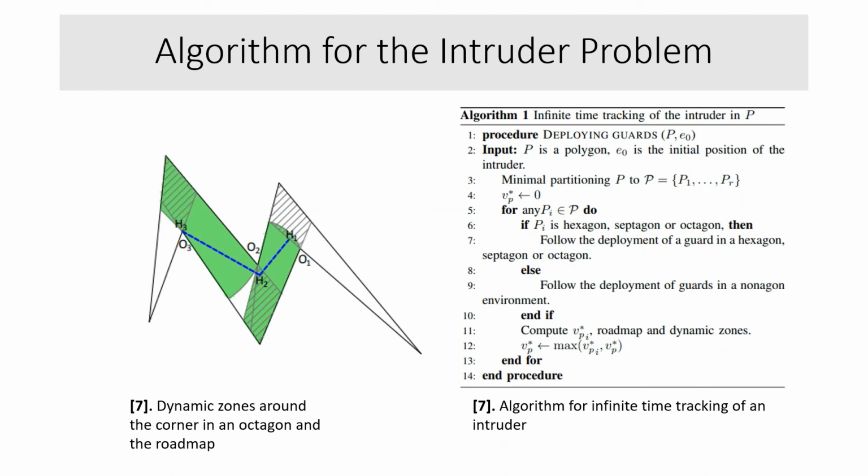And next we compute the maximum required speed of the guard and the roadmap determined based on the dynamic zone. So we determine the roadmap as well as the maximum speed of the guard. And this maximum speed of the guard should be kept as minimum as possible, to save energy in real time and computational time in simulation. And this is repeated for all the small polygons until the intruder can no longer escape. So yes, that's it.